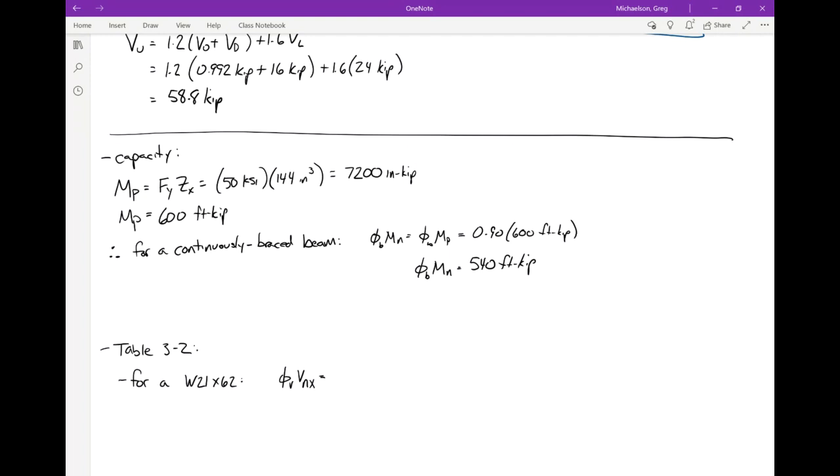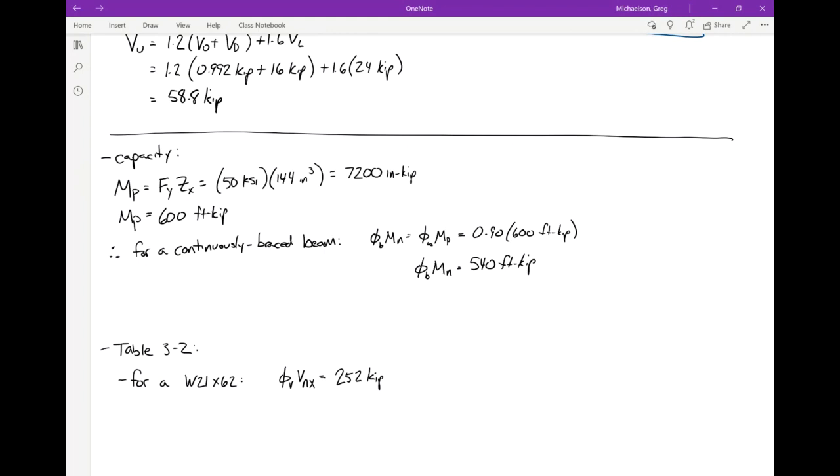I think you might be looking at the wrong set. Oh, you're looking at the green numbers. Remember, we always look at the blue numbers, John. The 168, that's ASD. We always look at the blue ones. So phi Vn is 252. There you go, 252 kips.